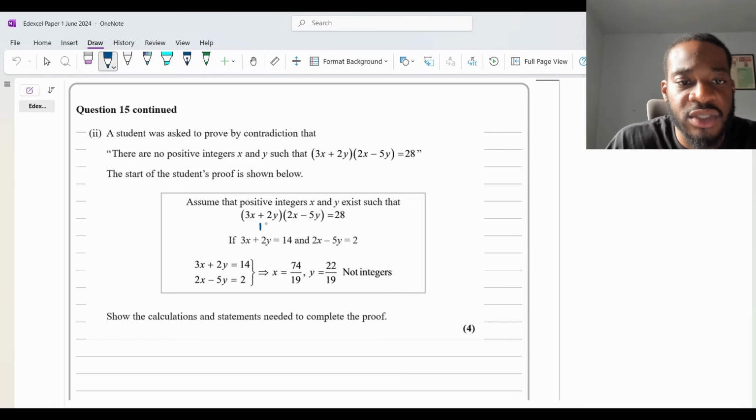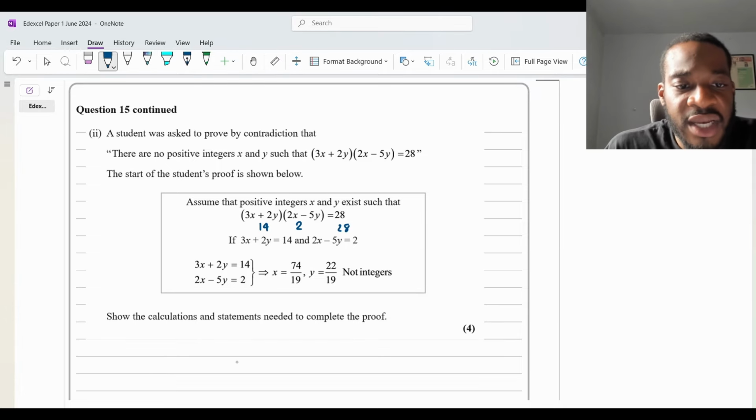2, because obviously 14 times 2 is 28, right? 3x plus 2y is equal to 14, 2x minus 5y is equal to 2. Solve this simultaneously. We get x equals 74 over 19 and y equals 22 over 19, which are not integers, right? This is a contradiction as we assumed positive integers x and y. We assumed that right here. So that is a contradiction.